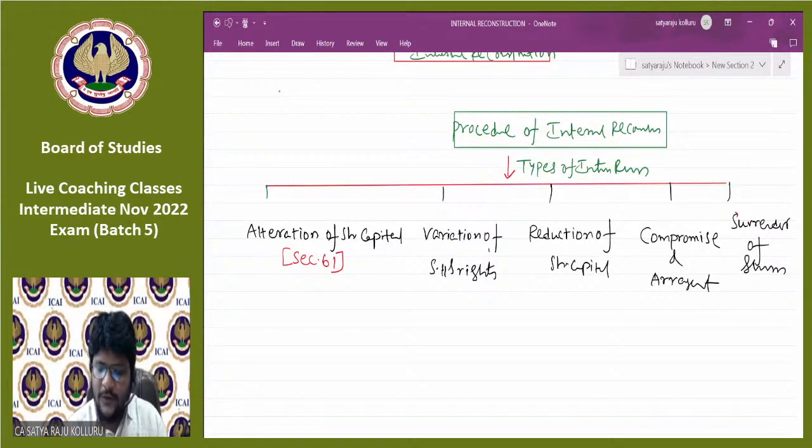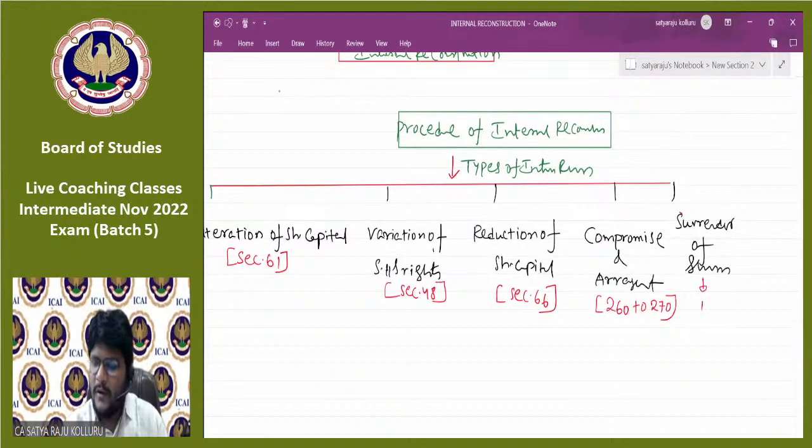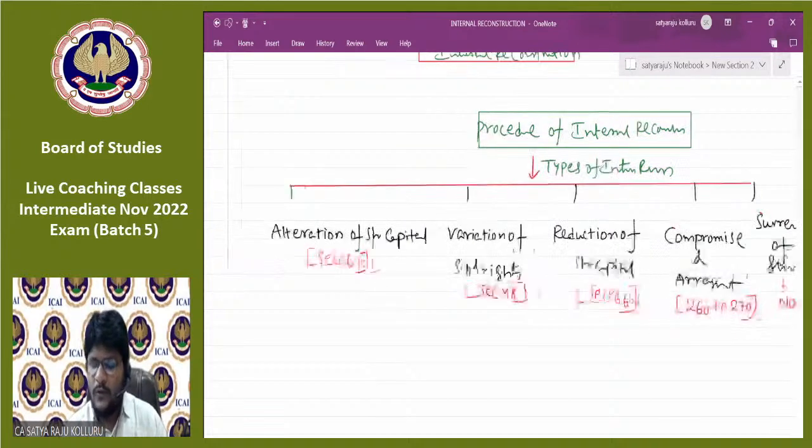In case of variation of shareholders' rights, section 48 is going to be discussed. A reduction of share capital, section 66 of the Companies Act 2013, will be discussed. Compromise and arrangement, I think sections 260 to 270. And related to surrender of shares, there is no provision in the Companies Act 2013.